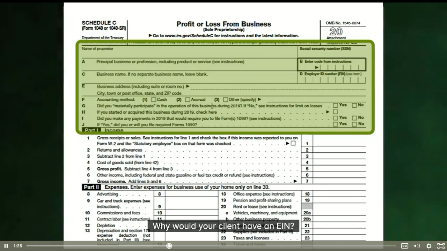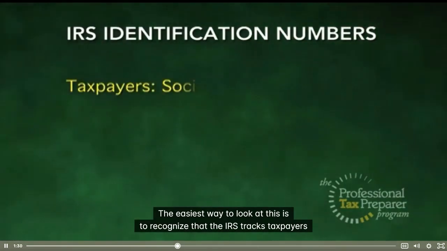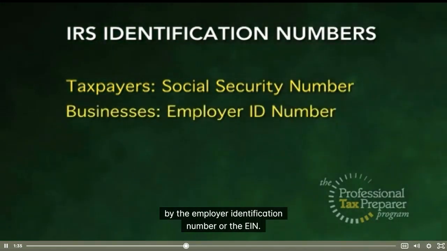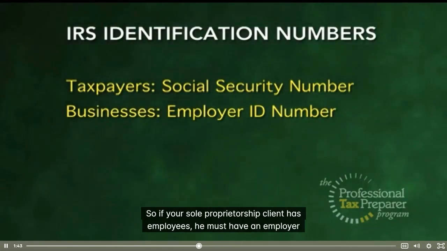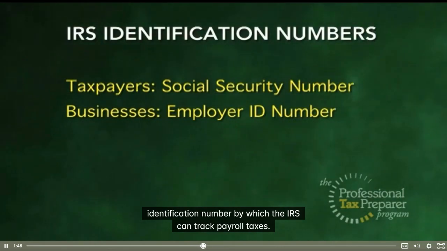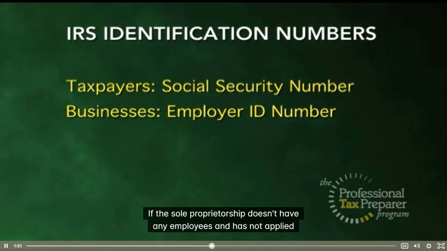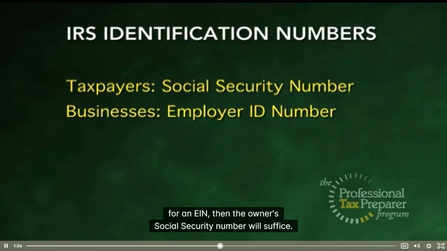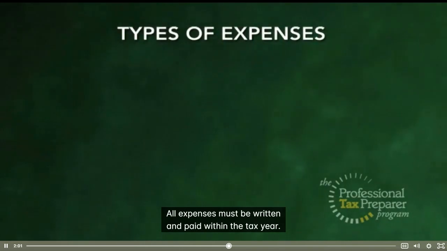Why would your client have an EIN? The easiest way to look at this is to recognize that the IRS tracks taxpayers by their Social Security numbers, but business returns are tracked by the Employer Identification Number, or the EIN. So if your sole proprietorship client has employees, he must have an Employer Identification Number by which the IRS can track payroll taxes. If the sole proprietorship doesn't have any employees and has not applied for an EIN, then the owner's Social Security number will suffice. Otherwise, leave it blank.